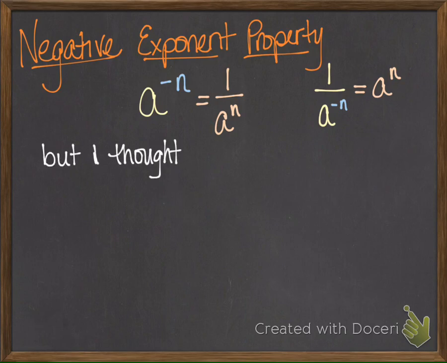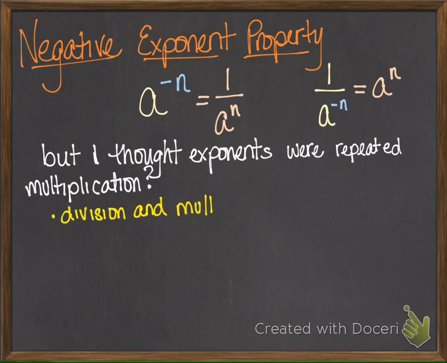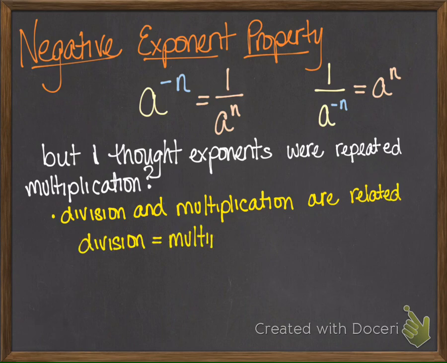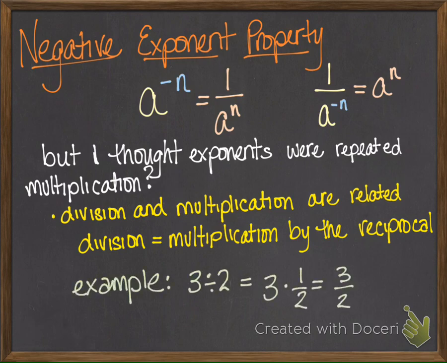Now, I said the exponents were all about repeated multiplication. Well, we've got to remember that multiplication and division are related. When you divide something, you're really just multiplying by its reciprocal. We remember what a reciprocal is. It's when we invert the fraction, so the numerator becomes the denominator, and the denominator becomes the numerator. So if I say 3 divided by 2, that's really 3 times 1/2 because I multiply by the reciprocal of 2, which gives me 3 over 2.